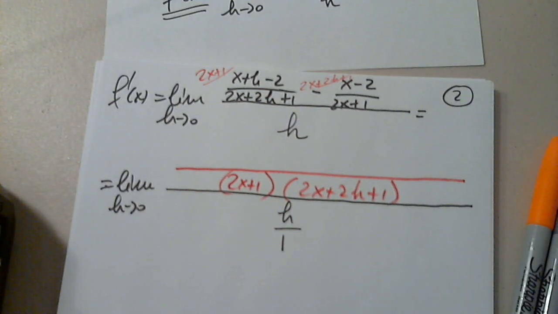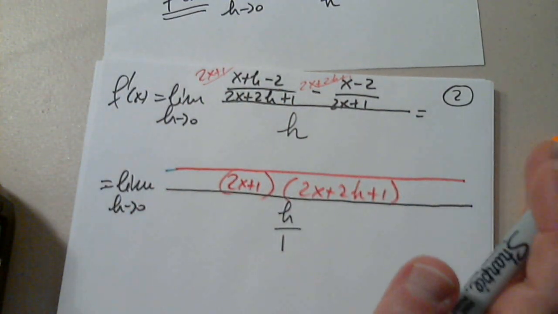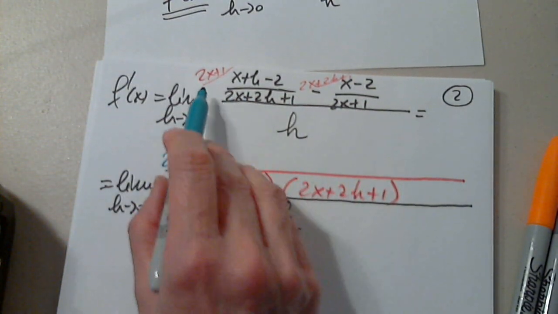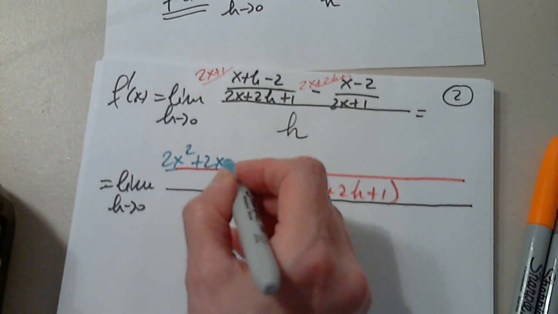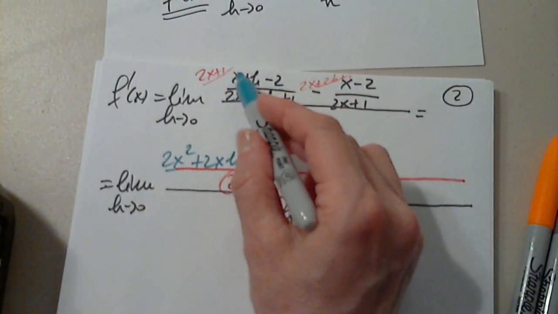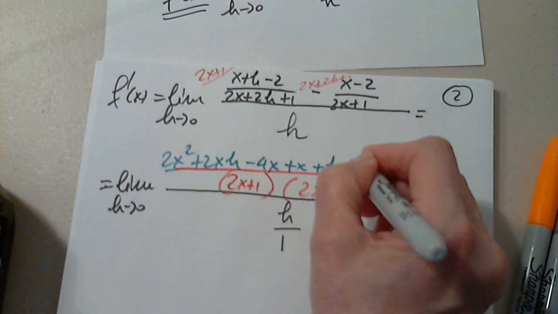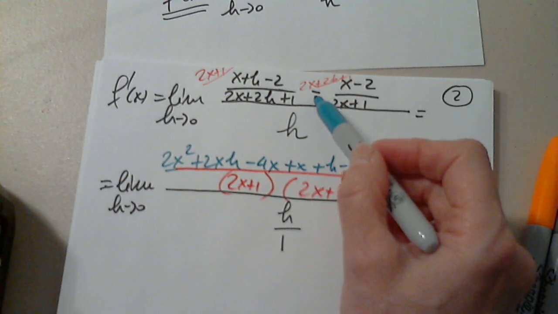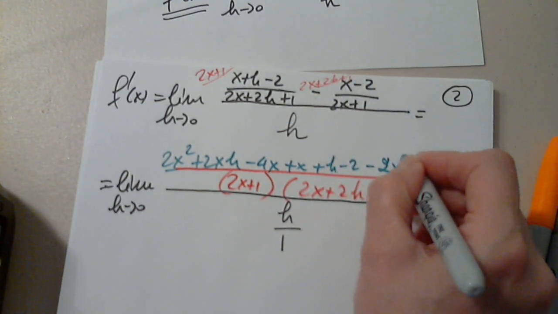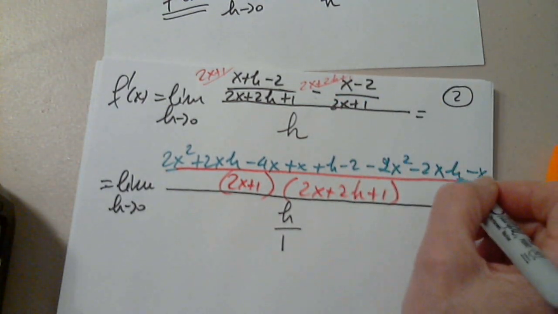So, watch me run out of room. I always do. So, 2x times x, 2x squared. 2x times h, 2xh. 2x times negative 2, minus 4x. 1 times x plus h minus 2. Negative x times these, minus 2x squared, minus 2xh and minus x.